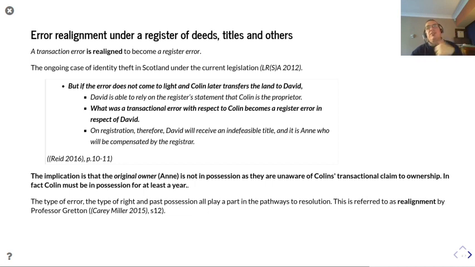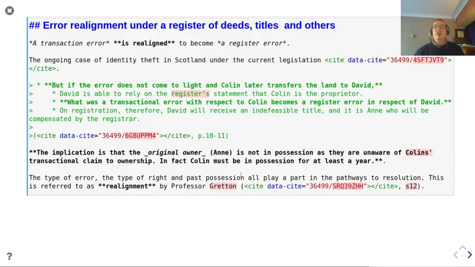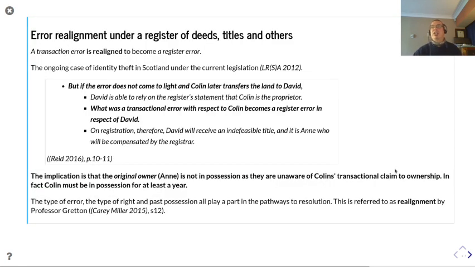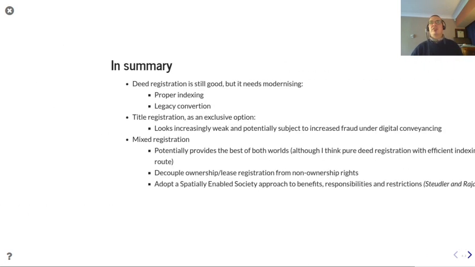So the implication there is that the original owner, Anne, is not in possession as they're unaware of Colin's transactional claim to ownership. So in fact, given the current legislation, Colin has to have been in possession for over a year. The type of error, the type of right, and the past possession all play a part in these kinds of pathways to resolution.